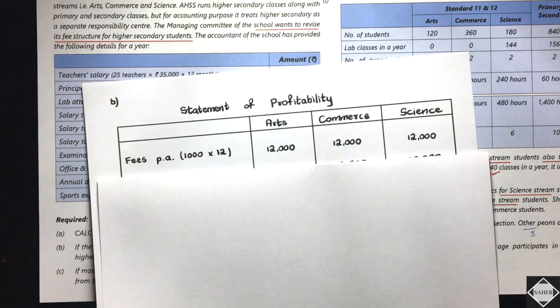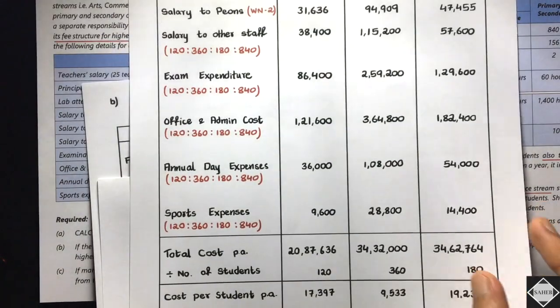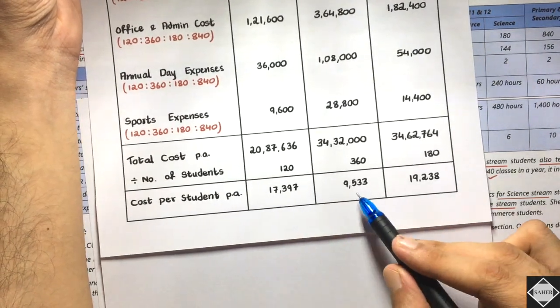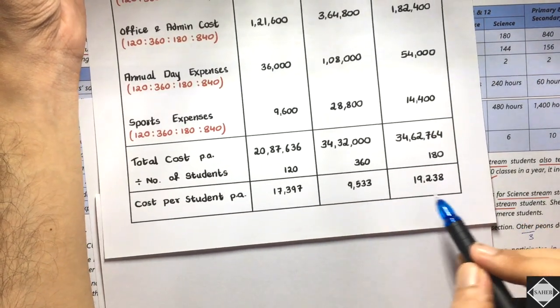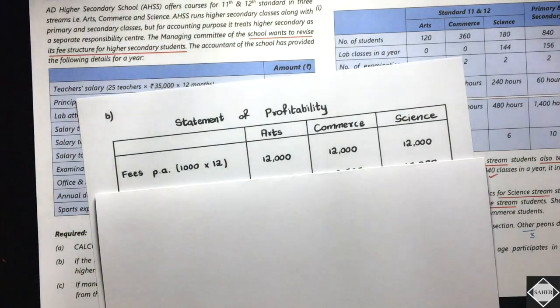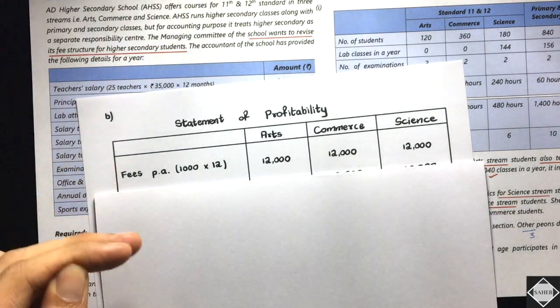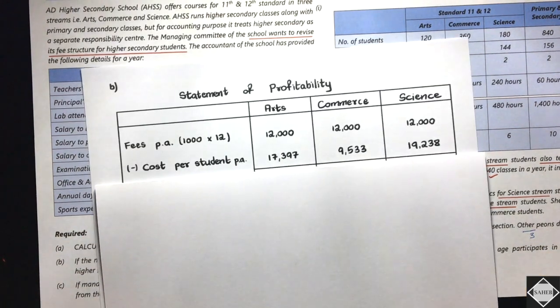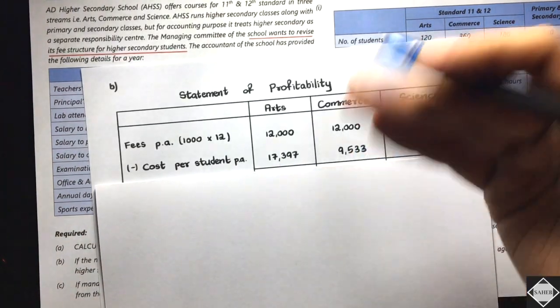So just subtract the cost per student per year. You have the cost per student: 17,397 for arts, 9,533 for commerce, and 19,238 for science. Just take these figures over here and subtract. Sales minus cost, you are doing to get the profit or loss. Simple logic. Cost per student per annum you have taken, and now you're subtracting.